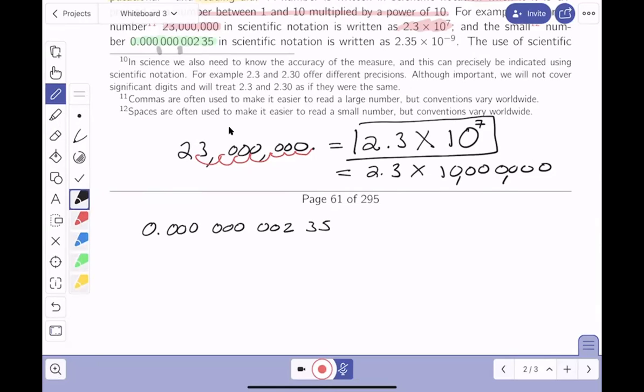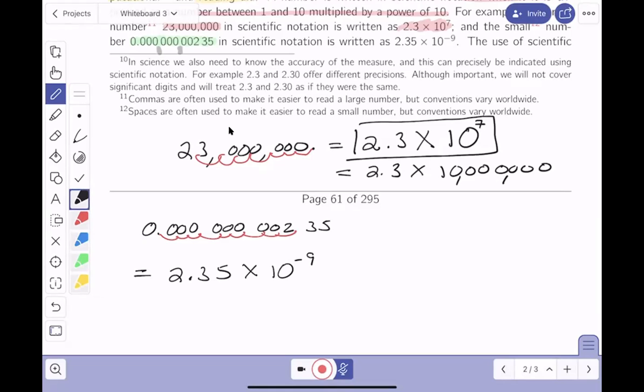3, 5. All right? So what they're going to do is they're going to look for a number between 1 and 10. It looks like that. And I'm going to say 2.35. Let's count. 1, 2, 3, 4, 5, 6, 7, 8, 9. So let's write that down. Times 10, but we want in the other direction, negative direction, minus 9.